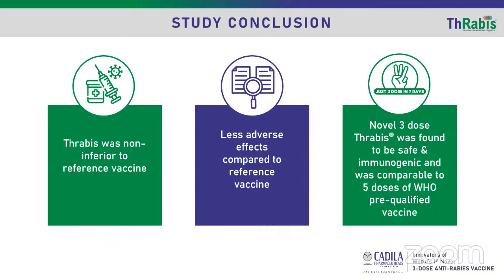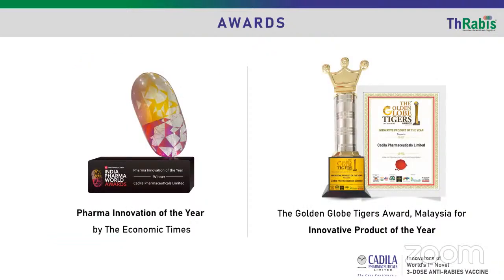So, Travis wins the ET Pharma World Award for Innovation Pharma of the Year. Cadila Pharmaceuticals' rabies vaccine Travis received an award at the Golden Globe Tigers Award in Malaysia. That is good.